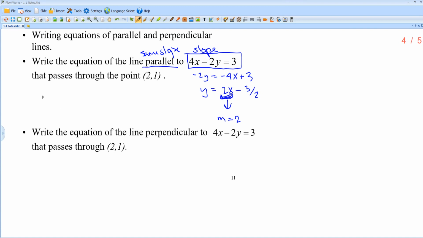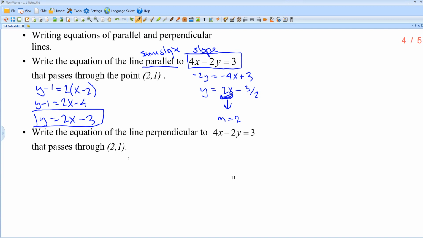So we're going to use point slope form. y minus y1 equals m, which we just determined was 2 because it was parallel, times x minus 2. Simplify this out, put it in slope-intercept form. So we're going to have y minus 1 equals 2x minus 4. So y equals 2x minus 3.